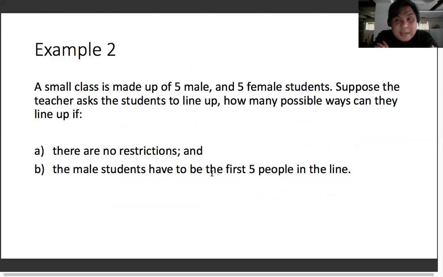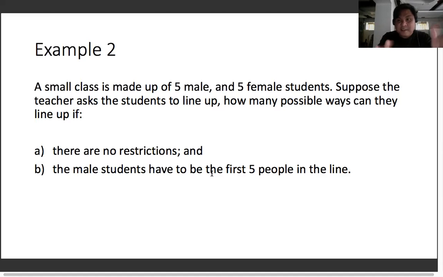Now we go to example 2. And example 2 is much, much easier than example 1. Example 2: a small class is made up of 5 male and 5 female students. Suppose the teacher asks the students to line up. How many possible ways can they line up if A, there are no restrictions?